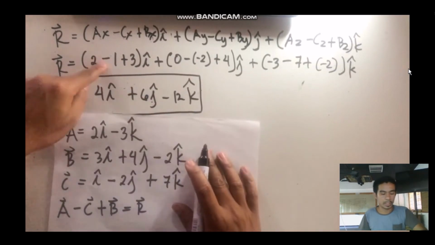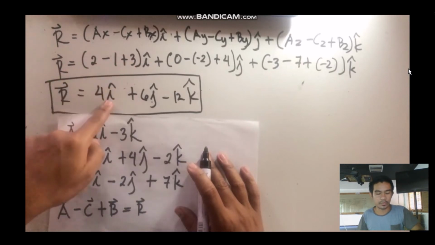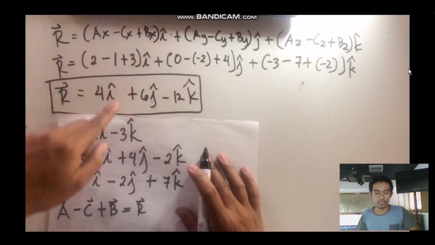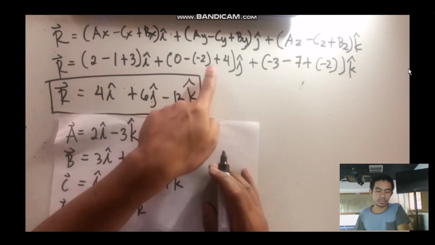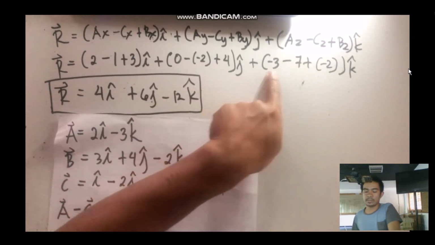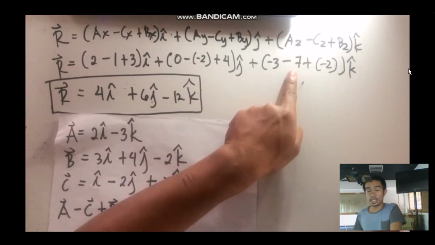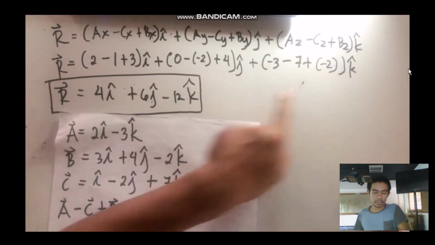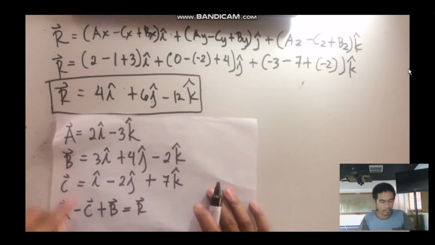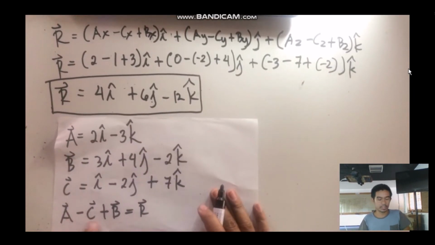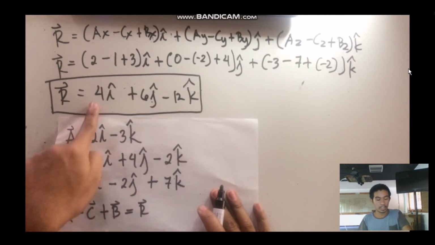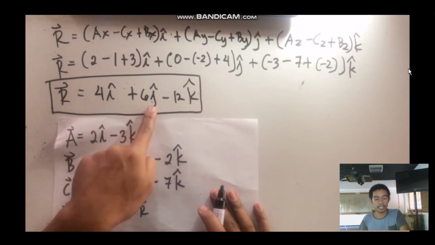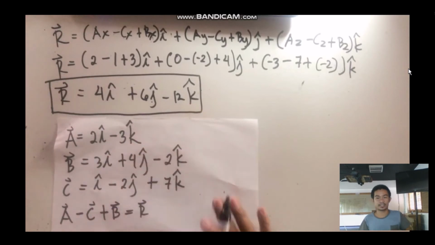Okay. 2 minus 1 is 1 plus 3 is 4. 0 minus negative 2 is positive 2 plus 4 is 6. Negative 3 minus 7 is negative 10 plus negative 2, it's negative 12. So vector A minus vector C plus vector B equals 4i hat plus 6j hat minus 12k hat.